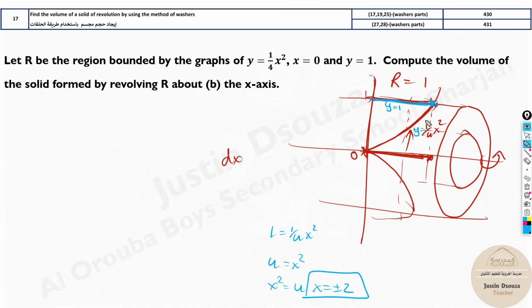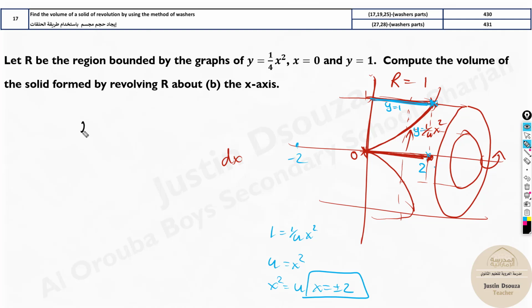I mean, this is what we get over here. So this x over here is 2 and minus 2 is somewhere over here. We won't take that because we're not considering the left side, we're just considering the right side. This is it. Now what next would we do? Here we found the intervals 0 to 2. We know the outer radius, we know the inner radius. Just put it in the formula and solve it.